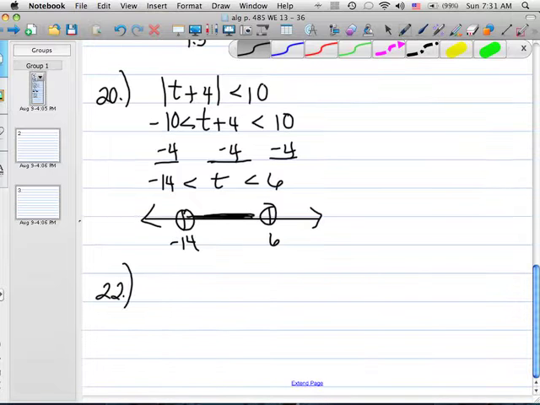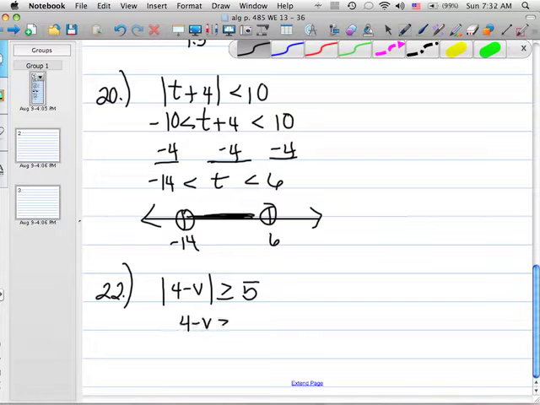22, I have the absolute value of 4 minus v is greater than or equal to 5. Greater than is the Egyptian, so we're going to have two arrows going out. So I have 4 minus v could be greater than or equal to 5, or 4 minus v could be less than or equal to negative 5.